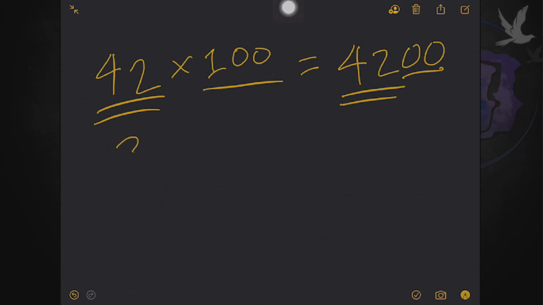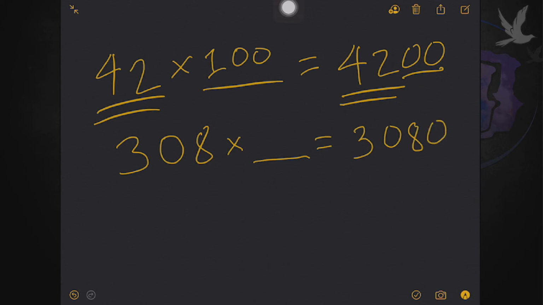Another example, let's say 308 multiplied by blank equals 3,080. Then again, since 308 in this case remains the same, all you have to do is just to multiply it with the base first, which is 1, and count the number of zeros that you have here, the extra zeros, which is 1 zero. So all you have to do is just to add it with 1, which gives you 10.